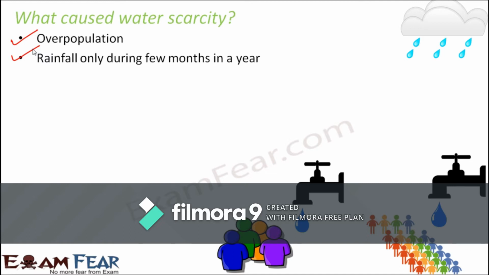Especially during the summer season, we do not have rainfall. That's one thing. The second thing is that due to so much heat, the consumption of water is more, the usage of water is more. So both these things together lead to water scarcity.